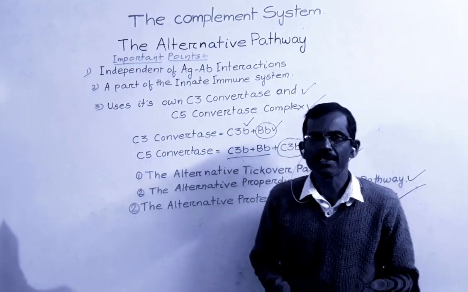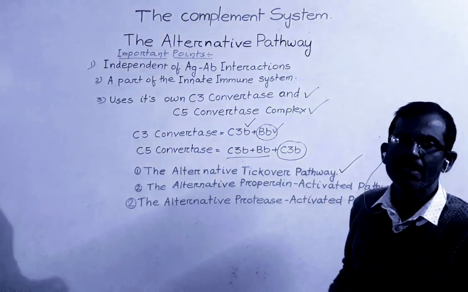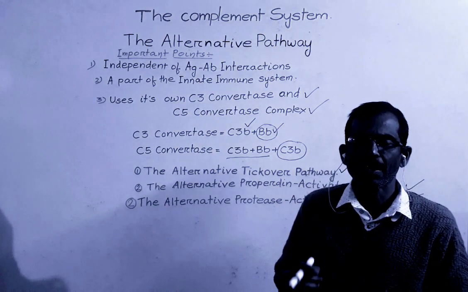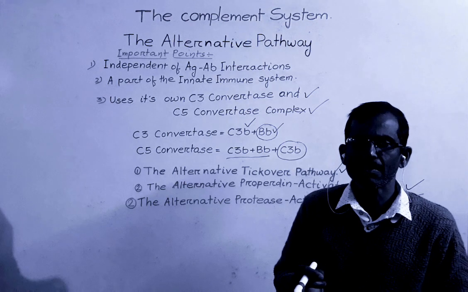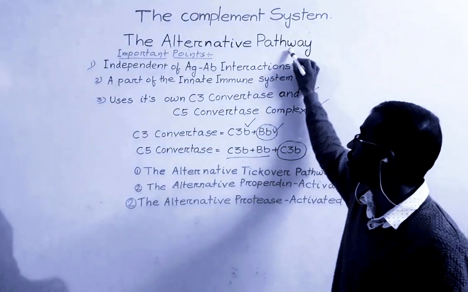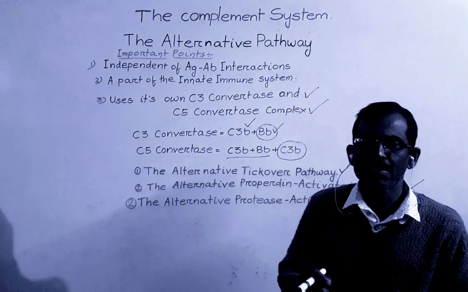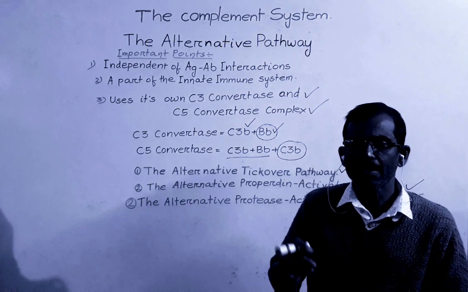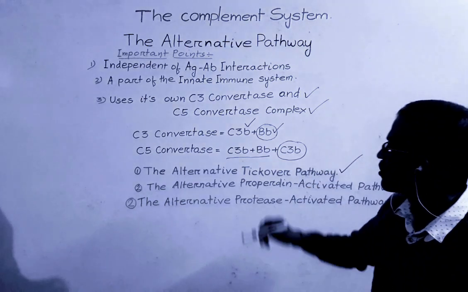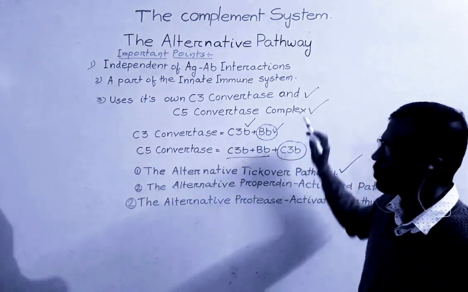Friends, today we shall discuss the alternative pathway of complement activation. This pathway is independent of the antigen-antibody interaction. Because of this, like the lectin pathway, this pathway is considered a part of the innate immune system. But unlike the lectin pathway, the alternative pathway uses its own C3 convertase and C5 convertase complex.